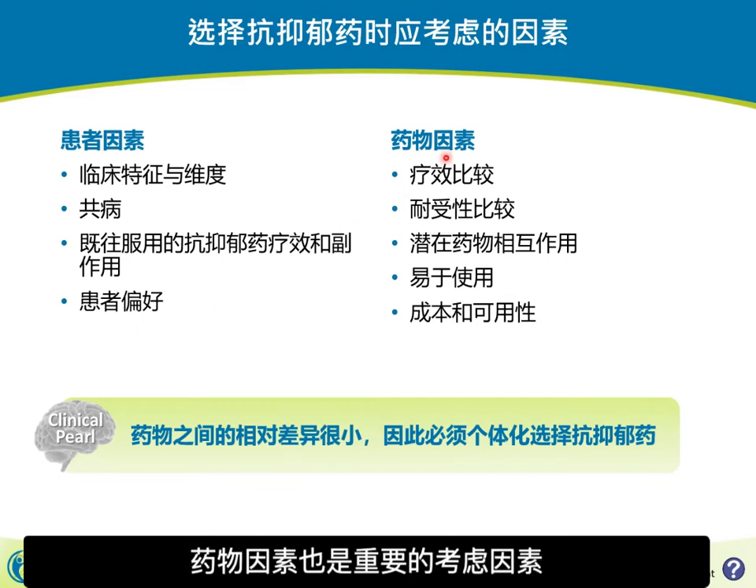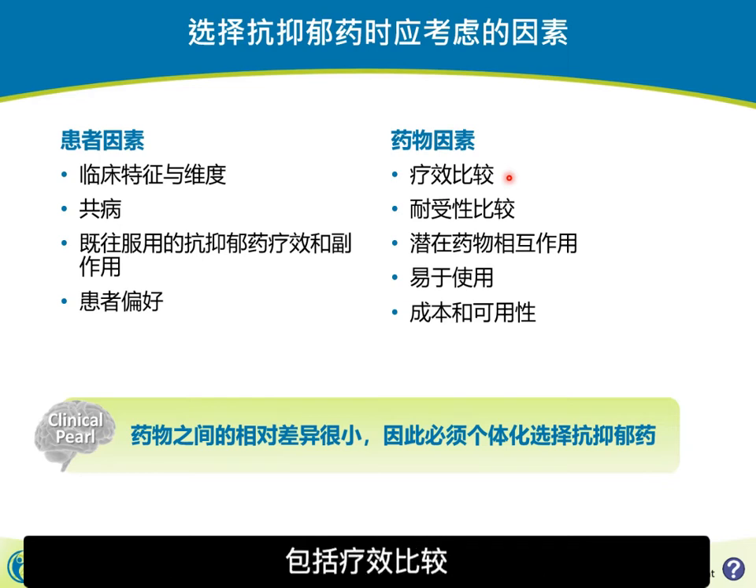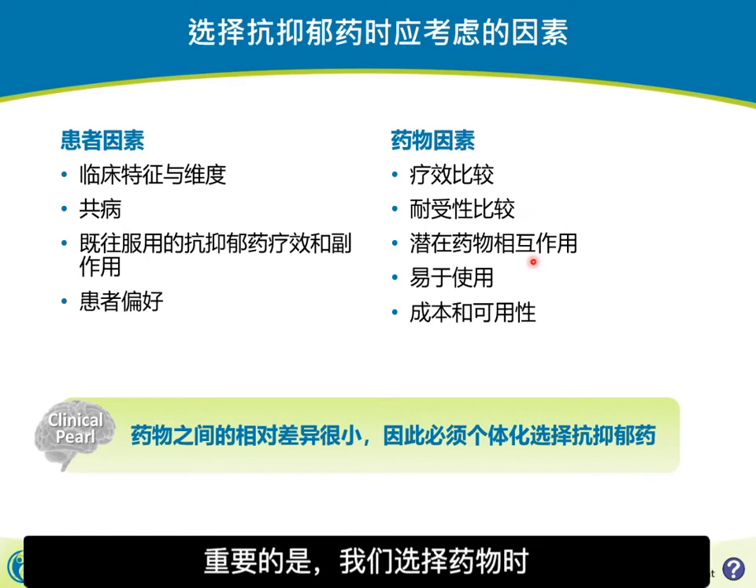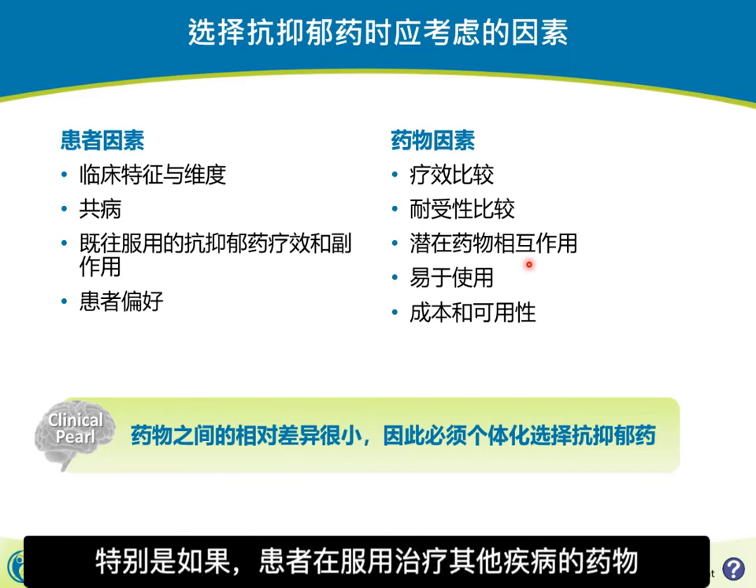There are also medication factors that are important to consider because there are differences among the different antidepressants. We'll talk about some small differences in comparative efficacy among the antidepressants. There are small differences in terms of tolerability and the side effect profile to all the different antidepressants. Importantly, we have to consider potential drug-drug interactions when we're selecting a medication, particularly if the patient is on medications for other conditions.